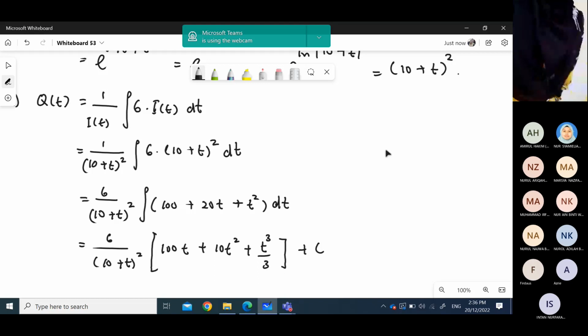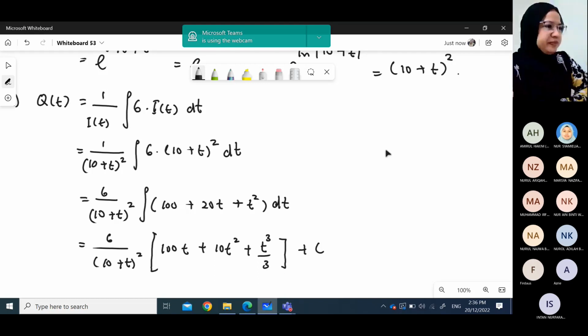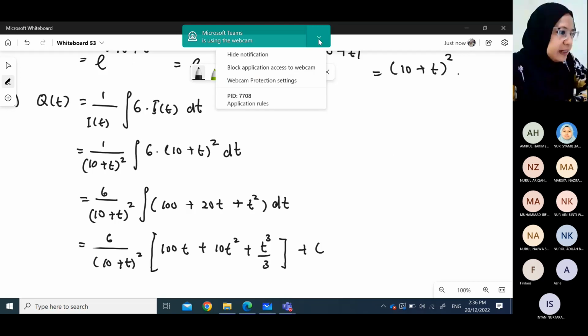Okay, so untuk group 2221C, any question? Ada soalan?